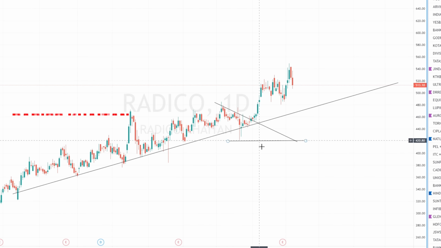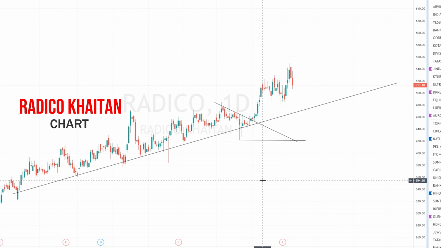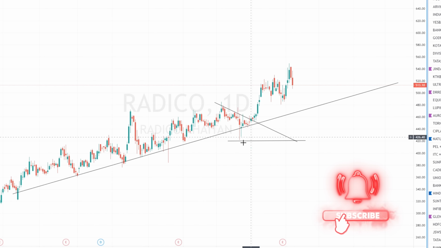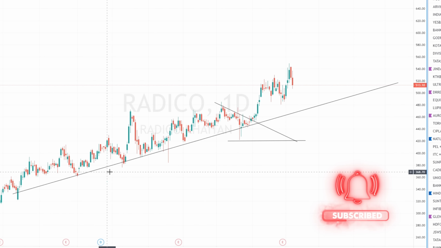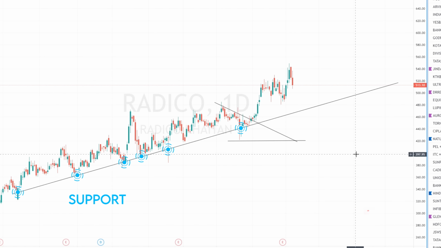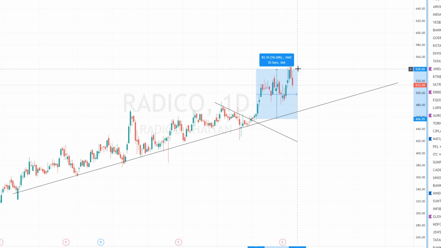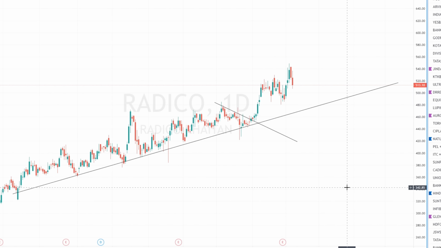Okay friends, so what you see is the Radico chart in the 1 day time frame, and there is a very simple trend line drawn at the bottom because there have been more than 6 to 7 supports at the bottom of this trend line, and there are also a few resistances at the top, and I have drawn that line as well. So the moment that is broken, this move is almost an 18% move.